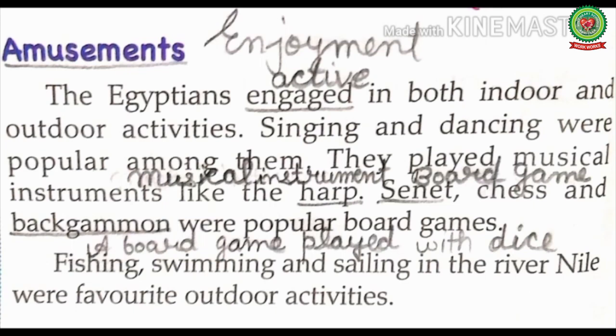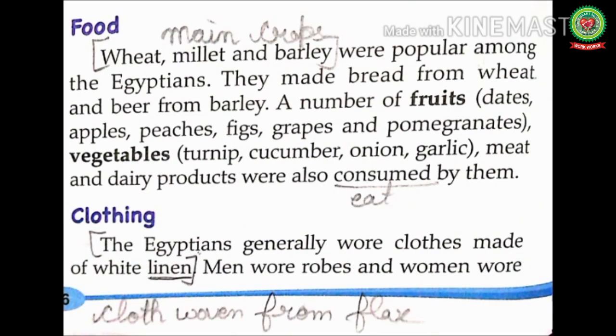Next, fishing, swimming and sailing in the river Nile were favorite outdoor activities. Students, these were the examples of outdoor activities of the people of Egypt. Now students, the next important feature of the Egyptian civilization is food. In this paragraph, we will read what kind of food the Egyptians ate. So let's start reading. Wheat, millet and barley were popular among the Egyptians. Students, mark this line. These were the main crops of the Egyptians.